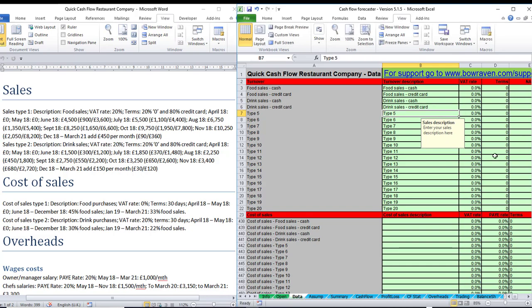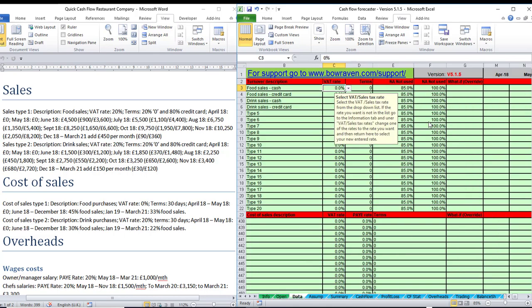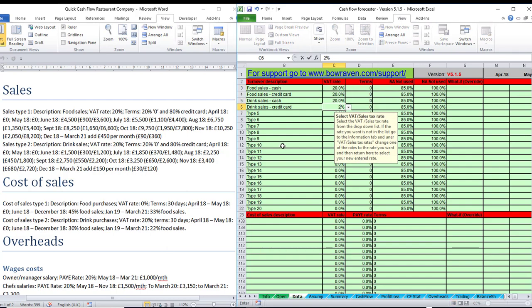Okay, so now that's my headings done, and you'll notice that at the left hand side it's inherited these headings, which will get inherited throughout your reports as well. The VAT rate, so on food sales all the way through, they're all going to be at 20%, so I'll just change those all to 20% because we're VAT registered.